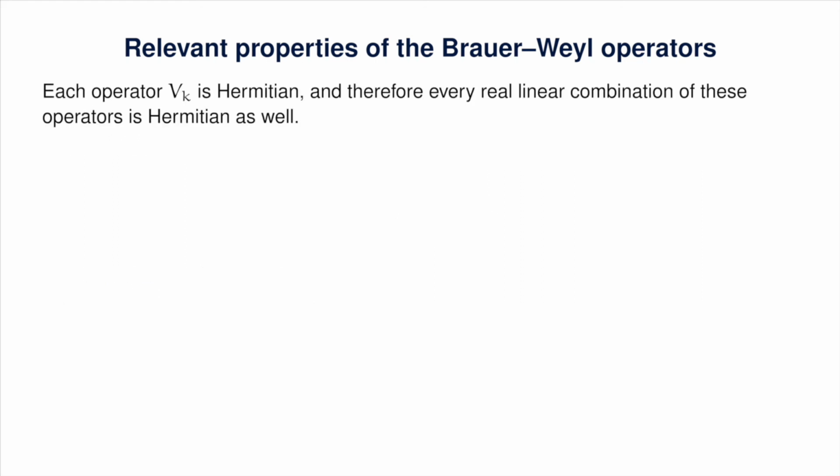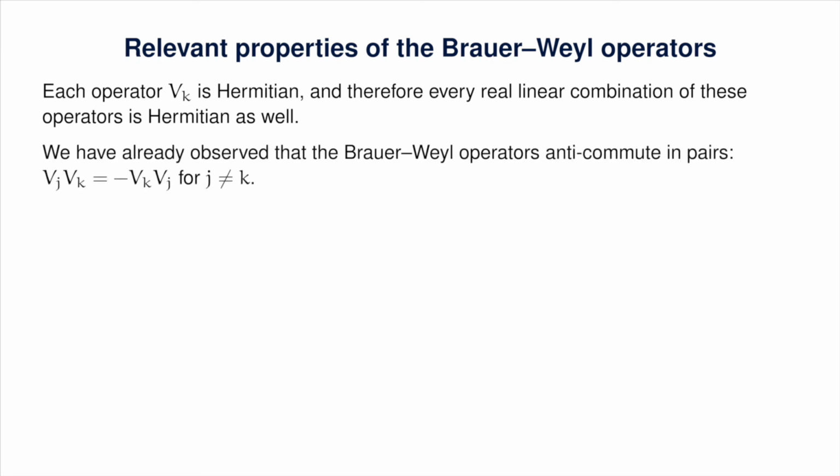For the first one, let's start by observing that because every Brauer-Weyl operator is Hermitian, any real linear combination of them is also Hermitian. This part of the statement is trivial. To prove that the linear combination is unitary, we'll use the fact that the Brauer-Weyl operators anti-commute in pairs.